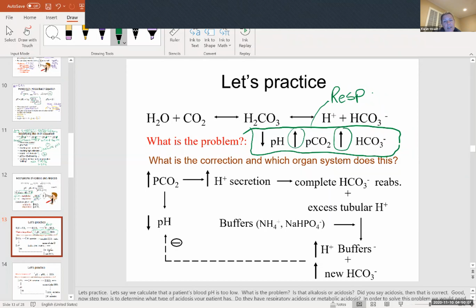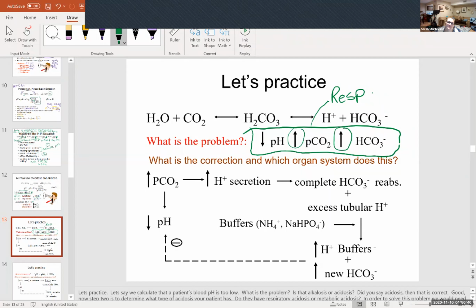And if the kidneys fail, guess what else goes? There goes your hematocrit, remember? Because of your oxygen, your EPO and stuff. Which is going to make the whole oxygen carrying issue worse. It's a vicious cycle. So this is a respiratory disorder.